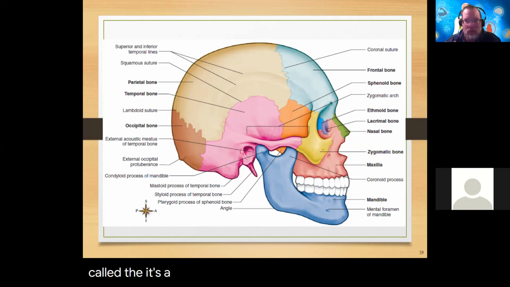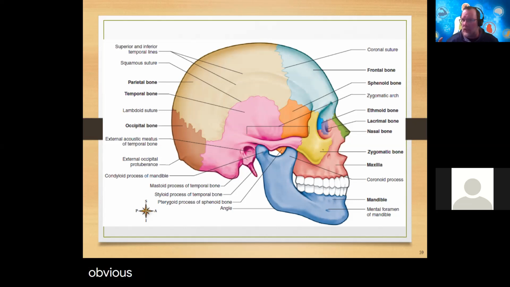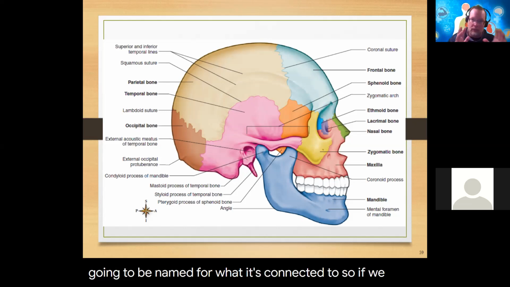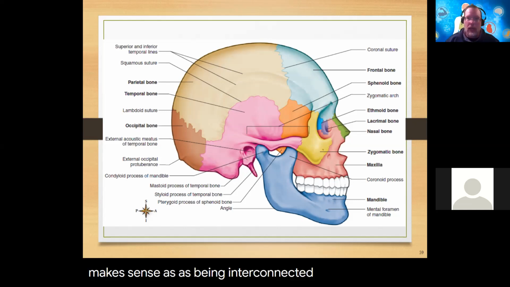It has a long name, so you're going to learn another muscle as we move forward. We do bones and muscles together. I think the most obvious body system that goes with the skeletal system would be the muscles. As we go through this system this week and next week, we're going to see that these bumps play a role with musculature. And oftentimes a muscle is named for what it's connected to. So if we understand some of the muscle and bone terminology, it all makes sense as being interconnected. That muscle is called the sterno, meaning sternum, cleido, meaning clavicle, mastoid muscle. We abbreviate it SCM because it's such a long word, but the M of this big muscle means mastoid. So the muscle name tells us where it's connected.